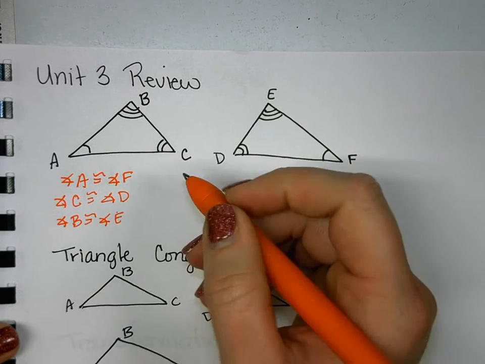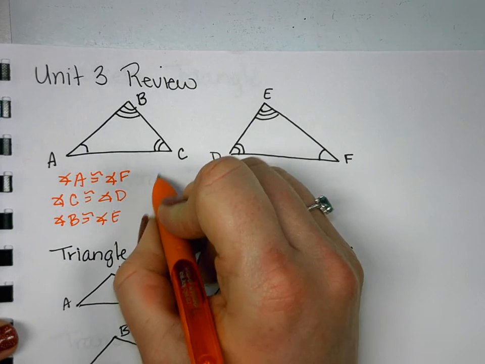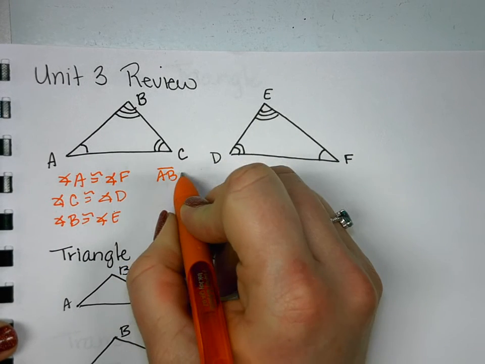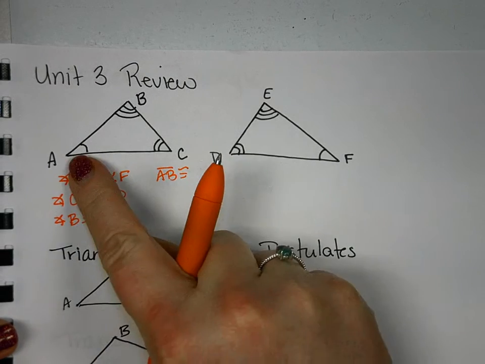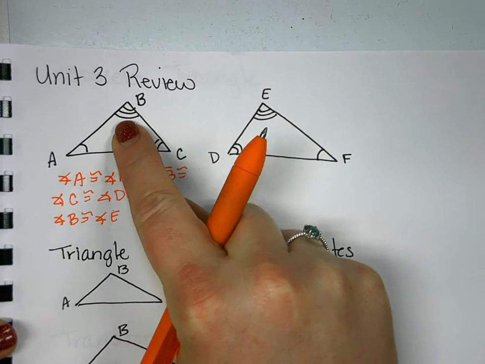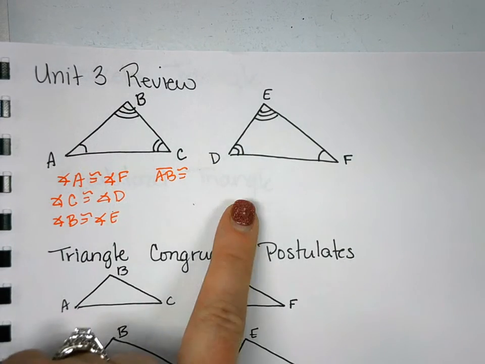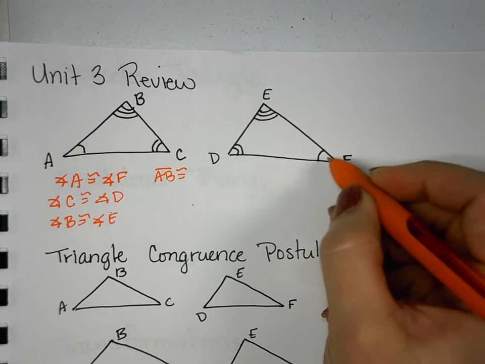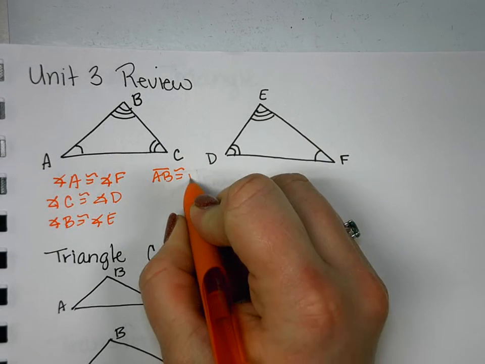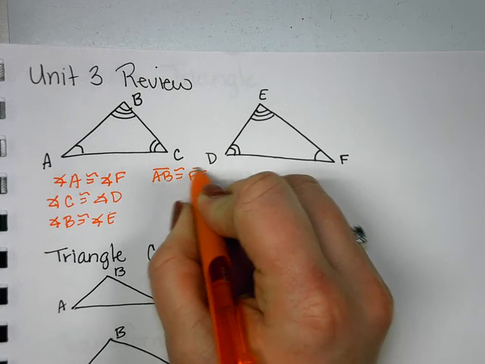We could also say the same thing about the sides. If we start with side AB, what would AB match with? Here's AB between 1 and 3. What side does it match with over here? F and E, or EF, the other side that's between 1 and 3.